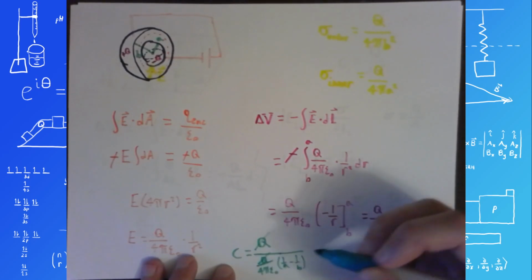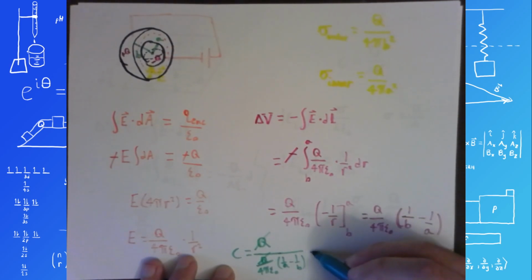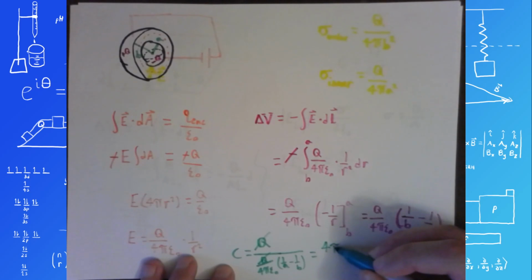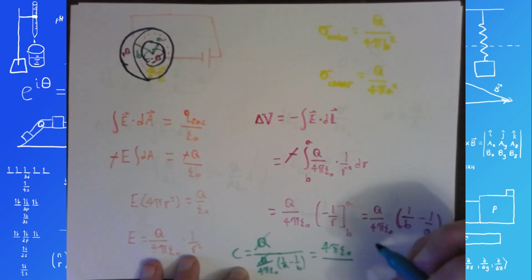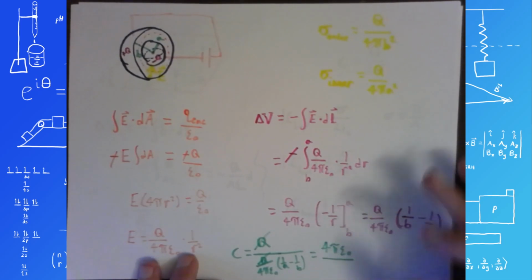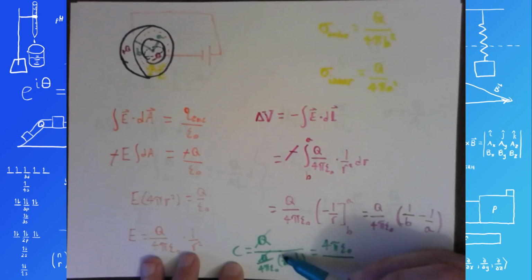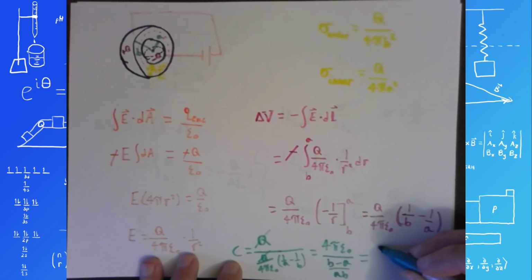The Q's cancel out. And so we have 4 pi epsilon naught over 1 over A minus 1 over B. I can rewrite as, let's see, multiply this by B over B and multiply that by A over A. So I get B minus A over AB. And then we can simplify that even further. So we've got 4 pi AB epsilon naught over B minus A.